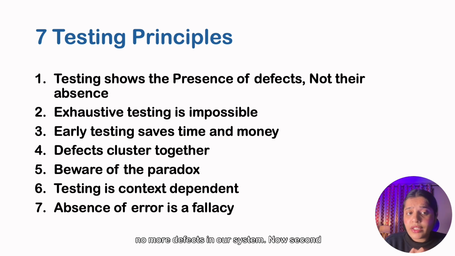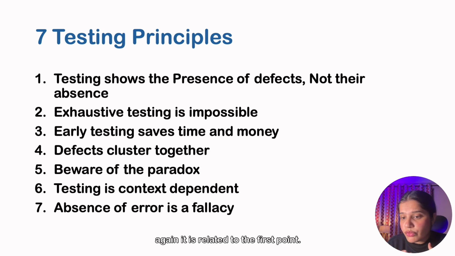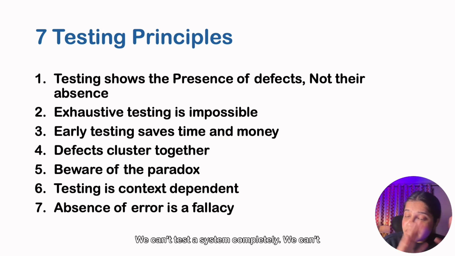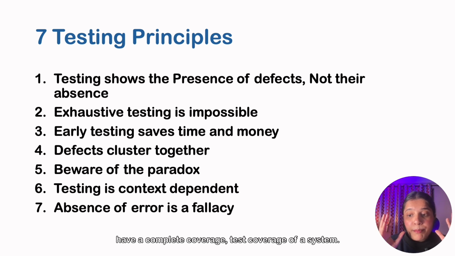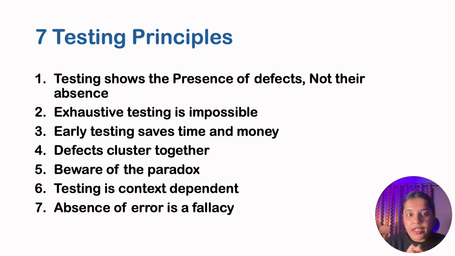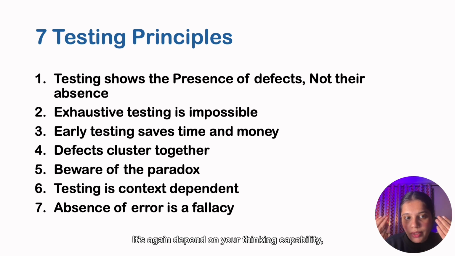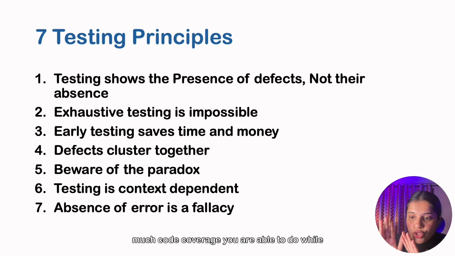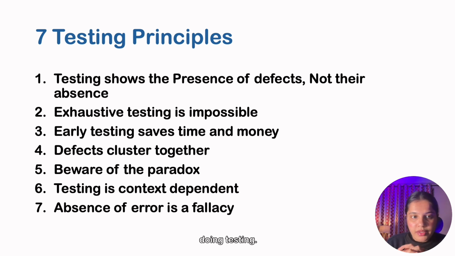Okay, now the second point is exhaustive testing is impossible. So again, it is related to the first point. We can't test a system completely. We can't have complete test coverage of a system, right? It again depends on your thinking capability, how many scenarios you are able to think of and how much code coverage you are able to do while testing, right?